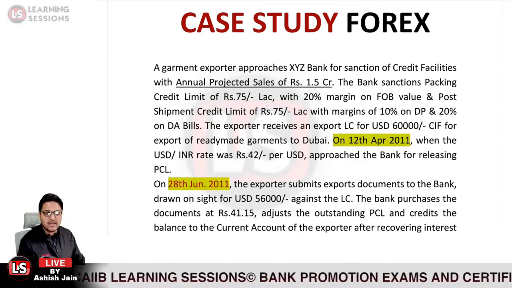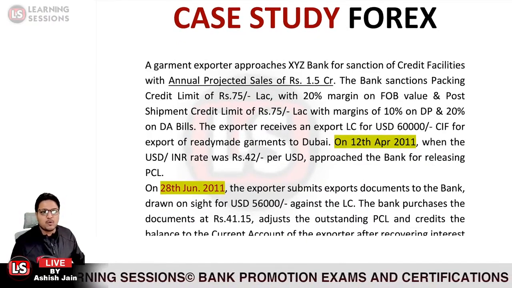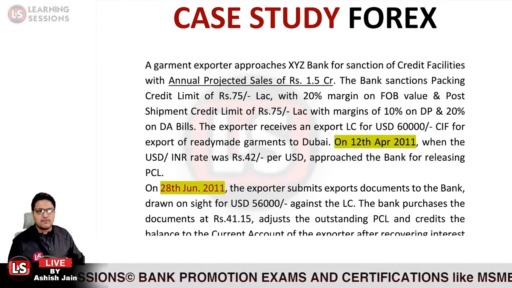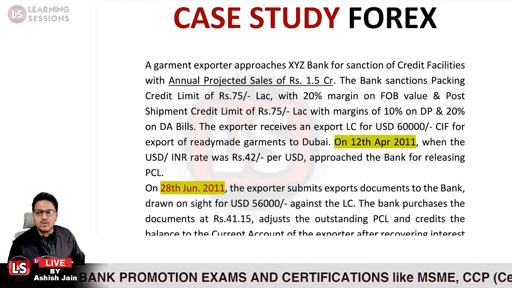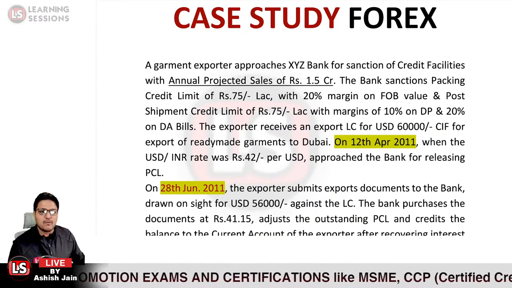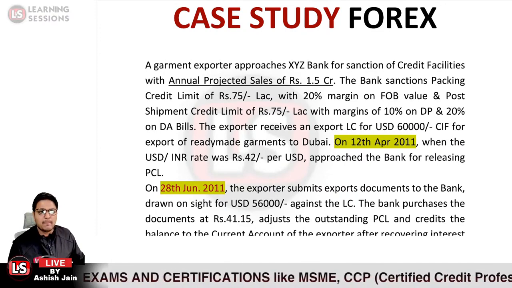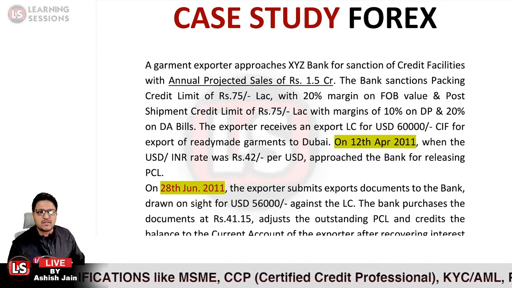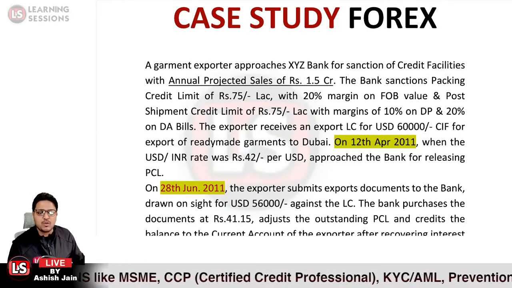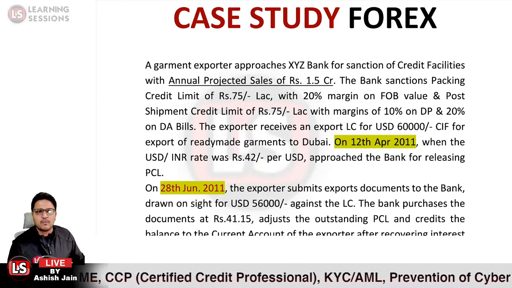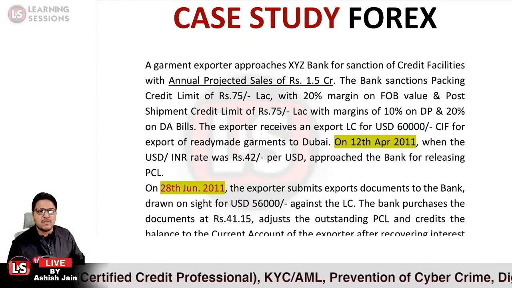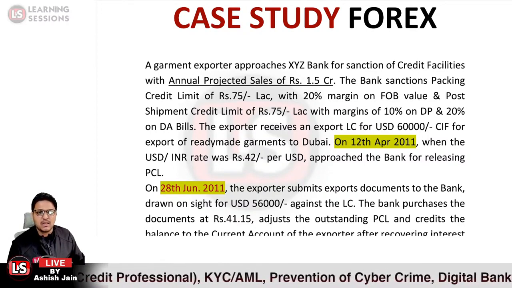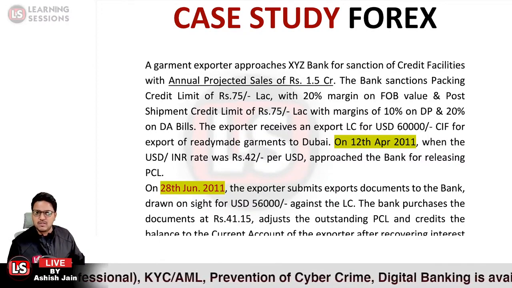Okay, so it says a garment exporter approaches XYZ bank for sanction of credit facilities with annual projected turnover of 1.5 crore rupees. The bank sanctions a packing credit limit of rupees 75 lakh with 20% margin on FOB value, and post-shipment credit of rupees 75 lakh with margin of 10% on DP and 20% on DA bills.